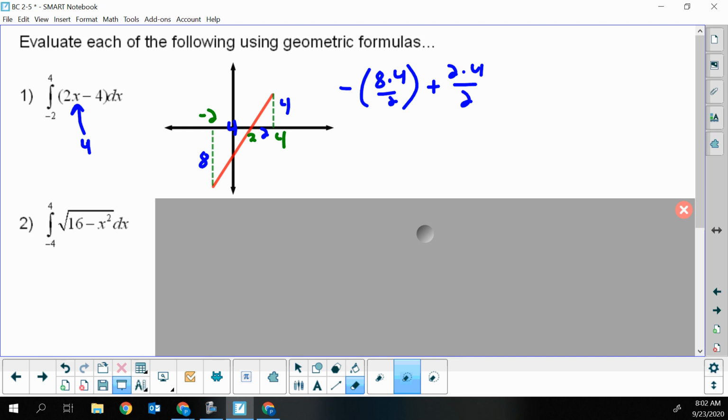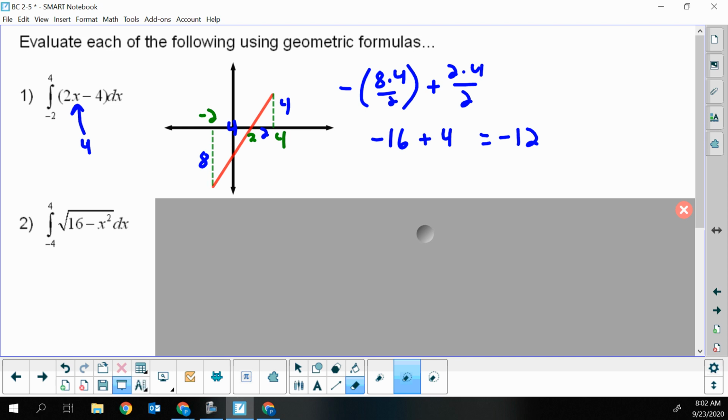So this is really 32 divided by 2, so in other words negative 16. 8 divided by 2, so in other words 4, so we end up getting negative 12. The fact that we got a negative 12 as our answer for this integral means there must be more area under the x-axis than there is above the x-axis.